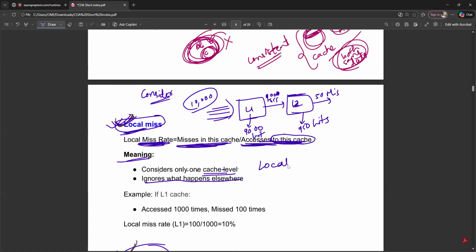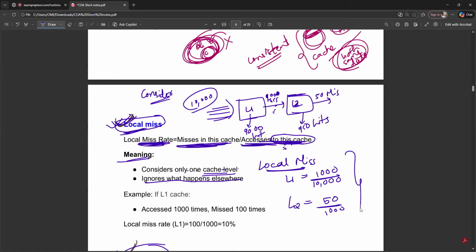So if I calculate the local miss for L1, what is the miss in this case? 1000 misses in the L1, and the accesses to this cache are 10,000. So this is the L1 local miss. What about the L2? How many misses in the L2? 50. How many accesses to the L2 cache? 1000. So this is the local miss for L1 and L2.